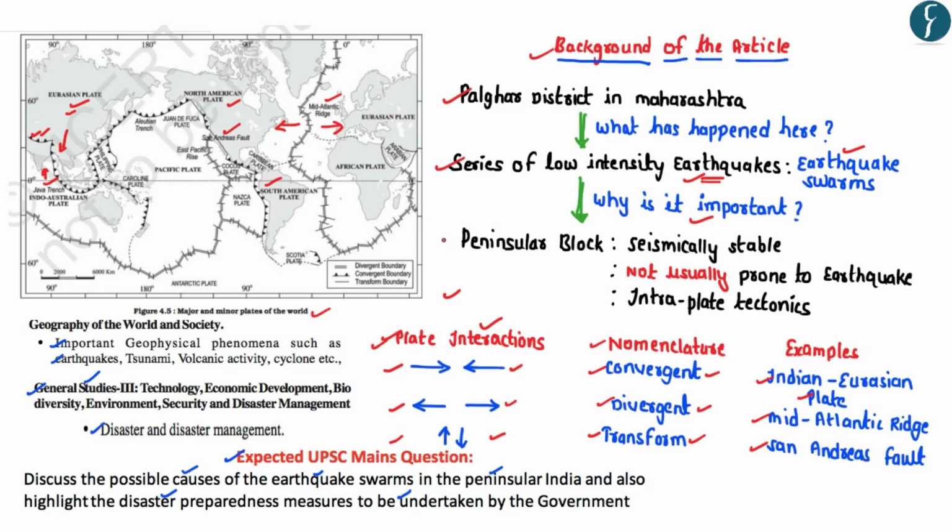On the other hand, the peninsular block is considered to be seismically stable. This is because the peninsular block is usually not prone to earthquakes. So the major earthquakes in India normally take place in the Himalayan region, whereas the peninsular block has so far remained seismically stable. However, it is to be noted that the peninsular block has not remained completely immune from earthquakes. This can be seen in the fact that the Latur district in Maharashtra as well as Koyna have witnessed earthquakes in the past.